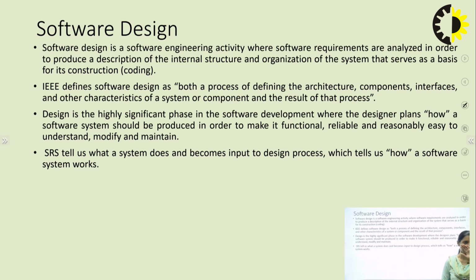Software design is a software engineering activity where the software requirements are analyzed in order to produce a description of the internal structure and organization of the system. This actually serves as a basis for the construction. That is, the next step after the software design is the coding part. So this software design helps the developers by providing a coding platform that could be in any language. So this is a base for the coding.